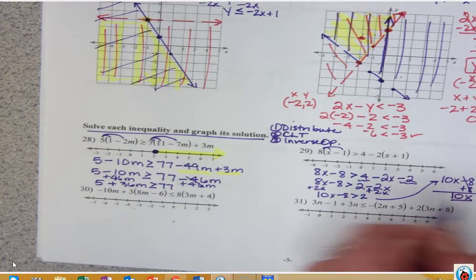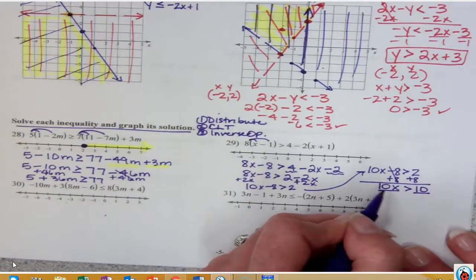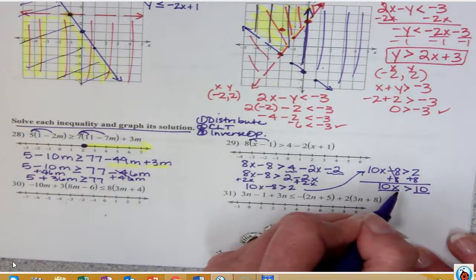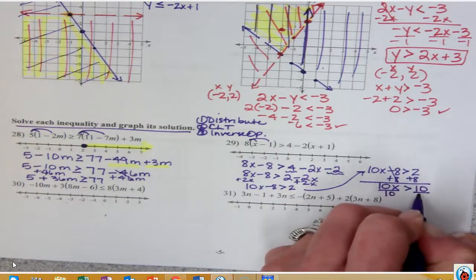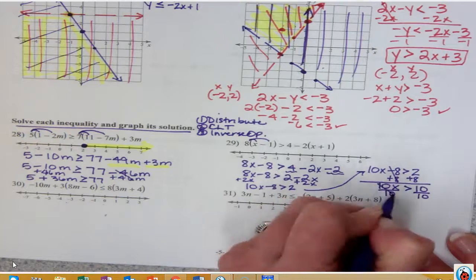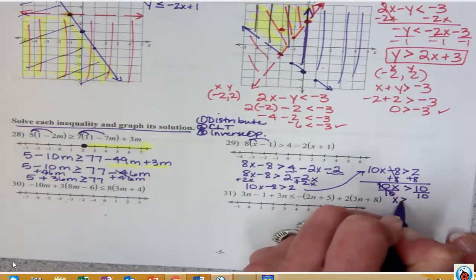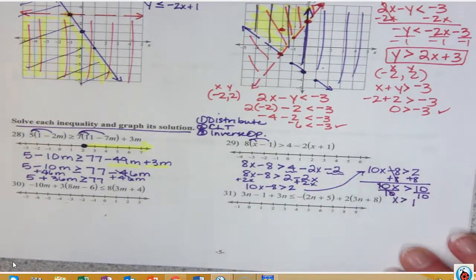Now I'm going to divide by 10, my inverse operation, since 10 is being multiplied by x. Sorry again about that. Since 10 is being multiplied by x, I have to divide by 10. Cross that out. X is going to be greater than 1.